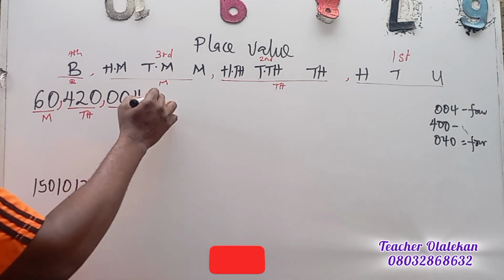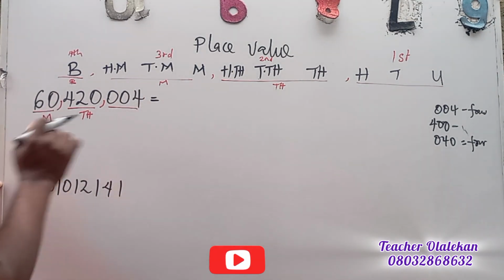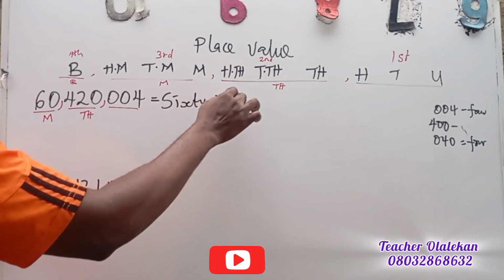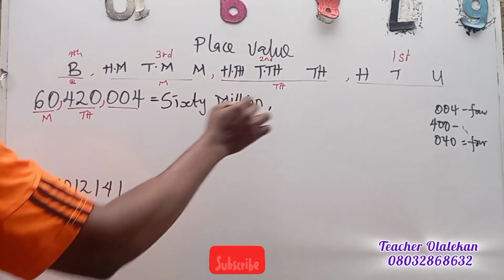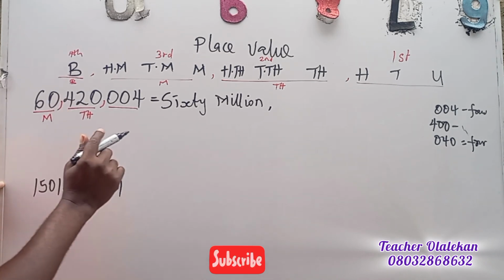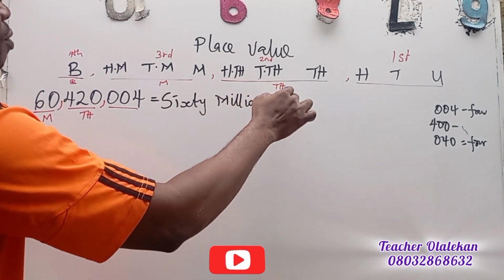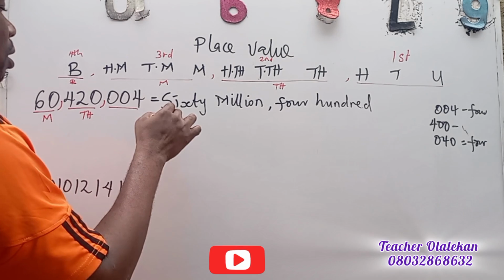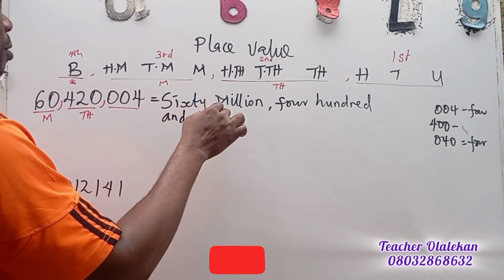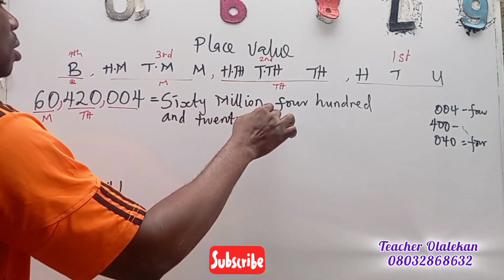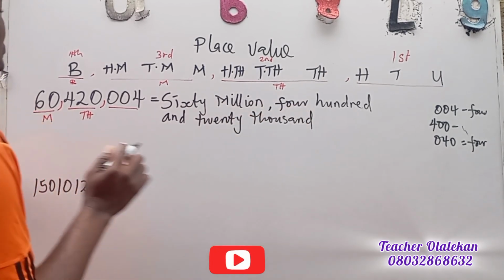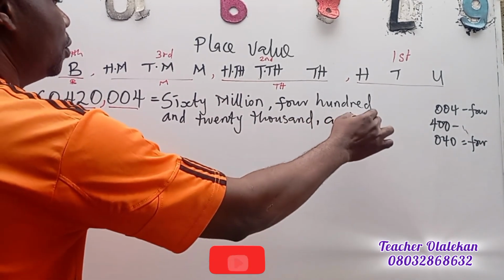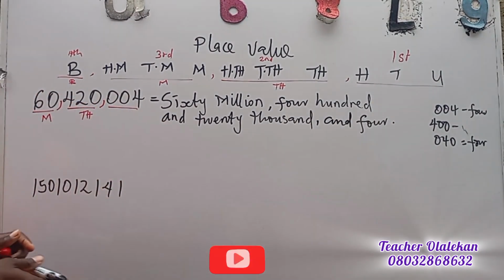Now let's try this in words. That's 60 million, 420,000, and 4. So that is the first one.